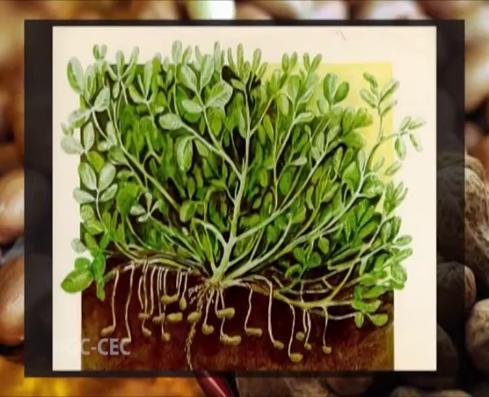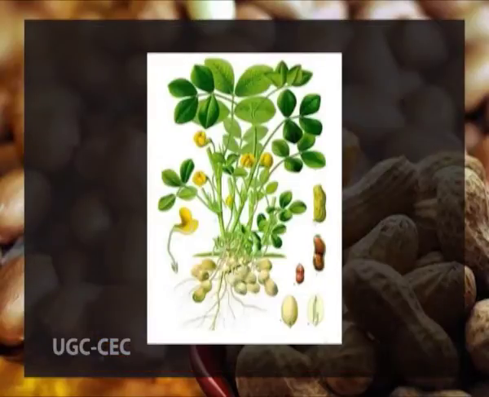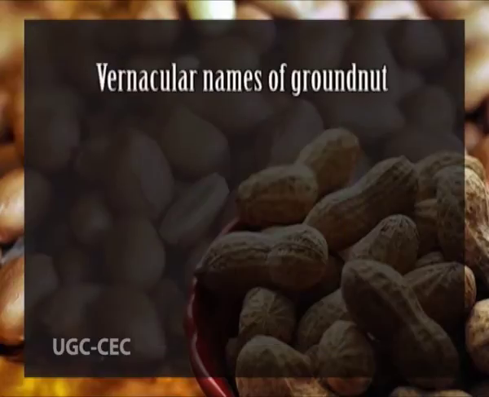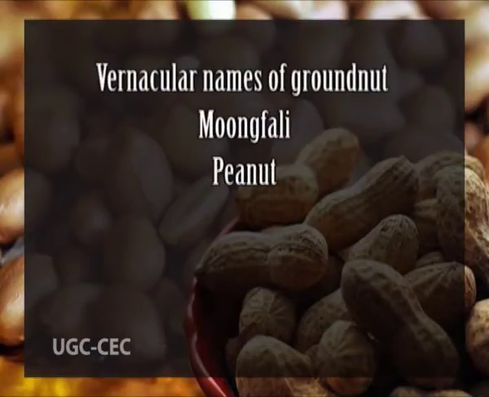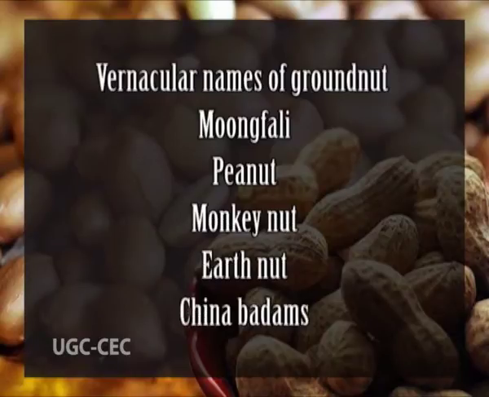My today's lecture is on groundnut, in which we will be discussing botany, cultivation and economic importance. Groundnut is an annual, low-height, densely branching legume cultivated for its edible seeds. The plant is known by various vernacular names such as mungfali, peanut, monkey nut, earth nut and China badam, etc. It is actually not a nut but a legume with underground pods as fruits.